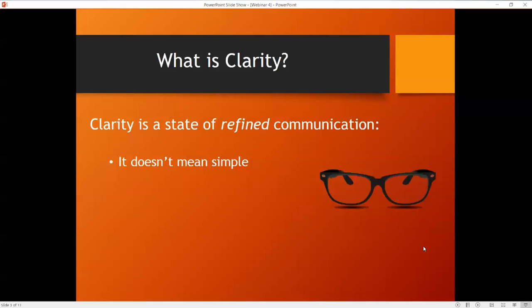It doesn't mean simple. For instance, if you're writing for a highly specialized audience, the writing you're doing is never going to be simple, but it can be clear to people who understand the terminology and the concepts. So it doesn't need to be simple, but it does need to be easily understood. As I said before, the focus of clarity is making sure it's easily understood. That can vary from a very small audience to a very large audience, depending on who you are.